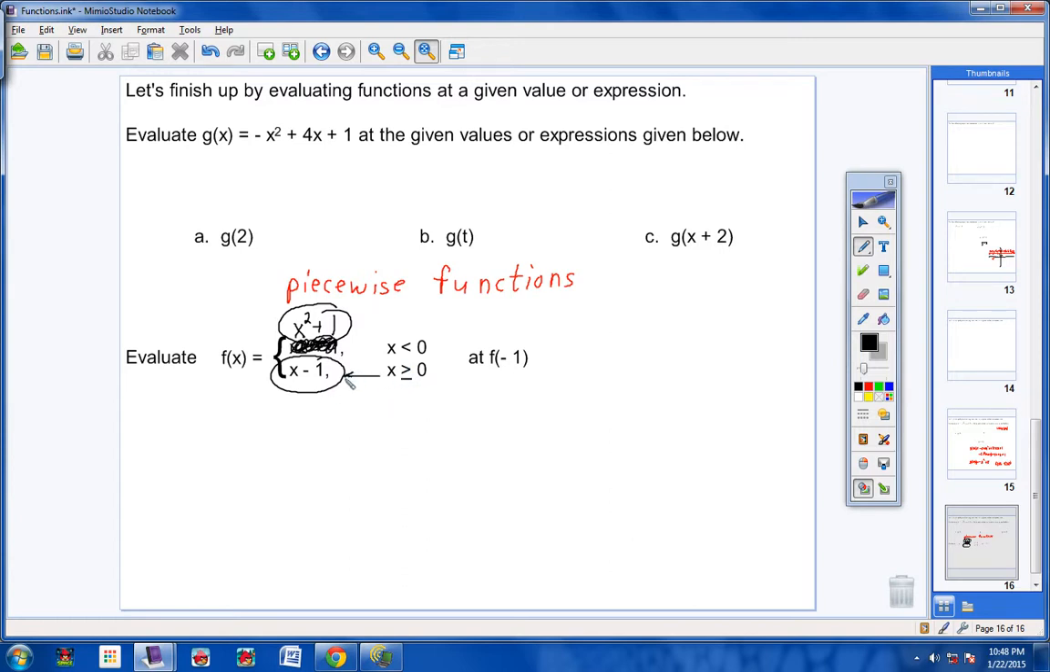For this function right here, this piece right here, all of your x values have to be greater than or equal to 0. For this function here, all of your x values have to be less than 0. So negative 1 is less than 0. So you do not put negative 1 in here. You put negative 1 up here. So it would be x squared plus 1. Negative 1 squared is positive 1. 1 plus 1 is 2. So f of negative 1 equals 2, or input of negative 1, output of 2.